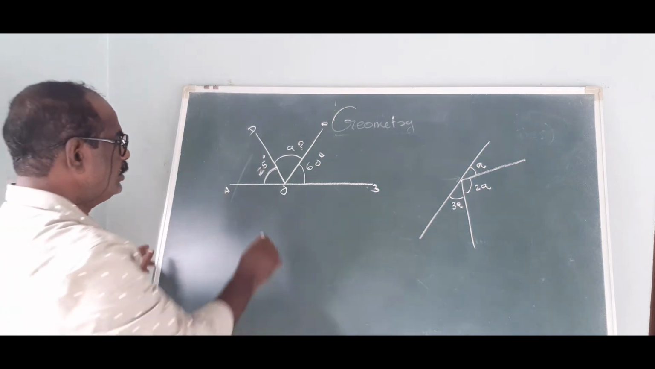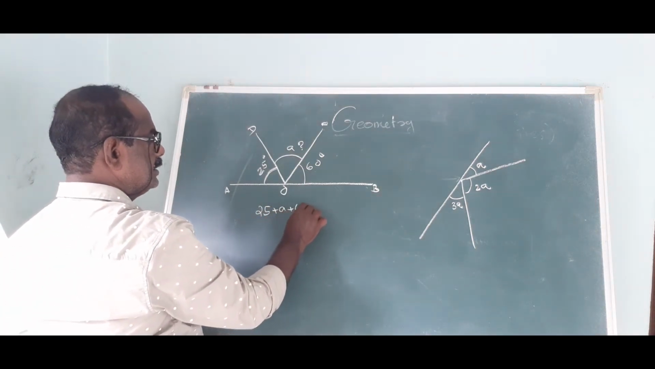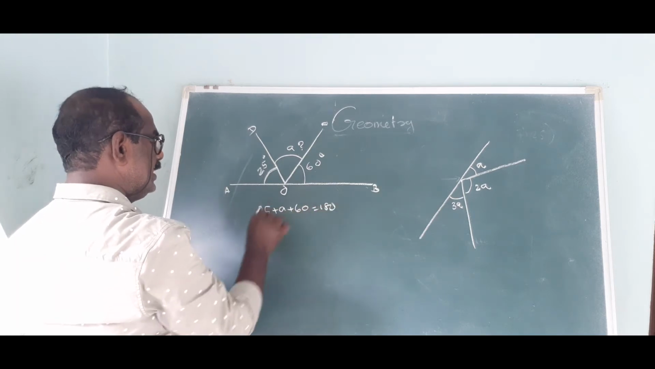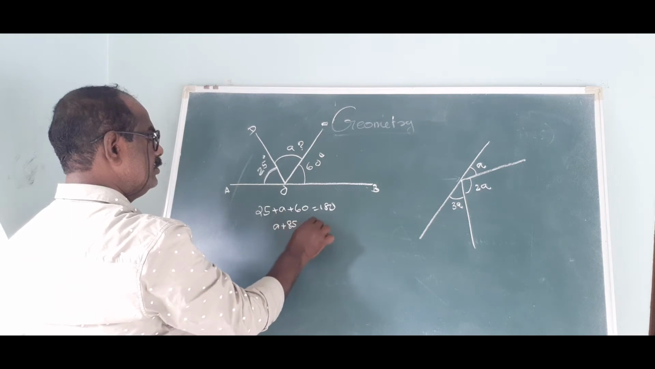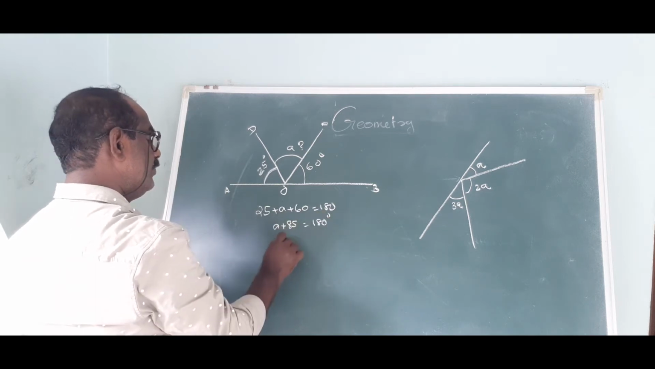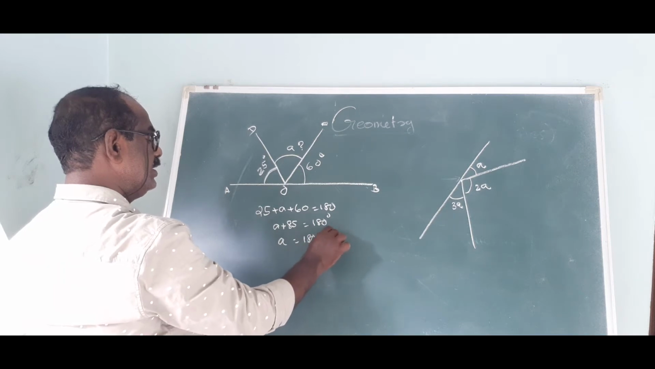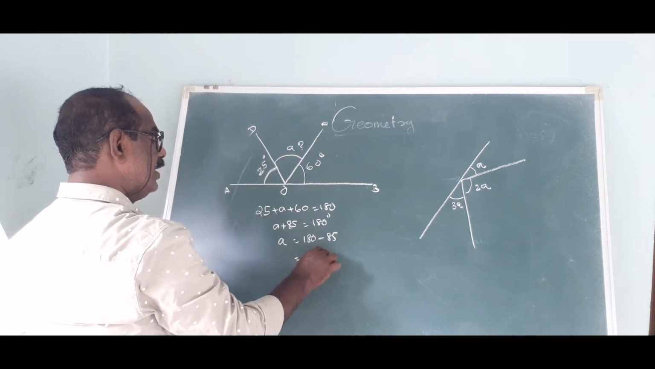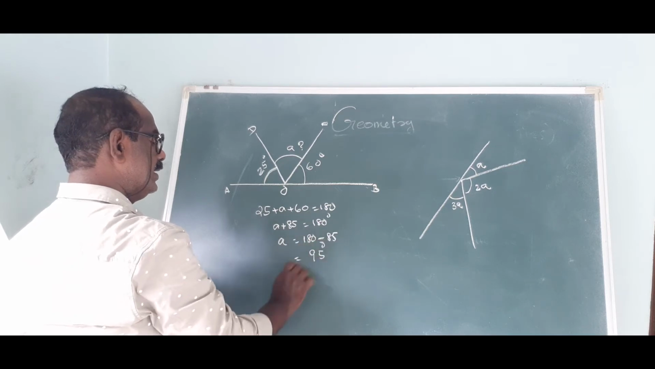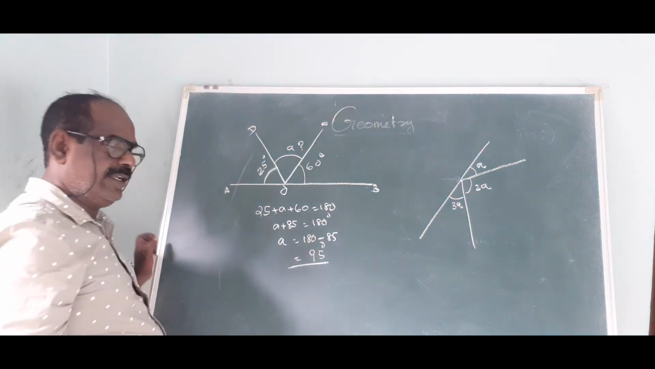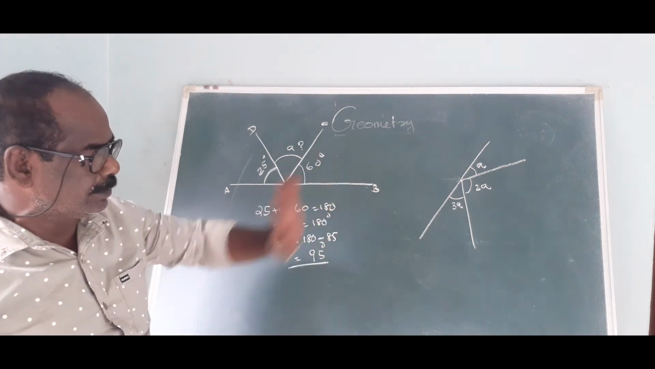So we know that 25 plus A plus 60 is equal to 180 degrees. A plus 85 is equal to 180 degrees. Then what is A? A is equal to 180 minus 85, that is 95 degrees. A is equal to 95 degrees. Similarly, we can go to the next problem.